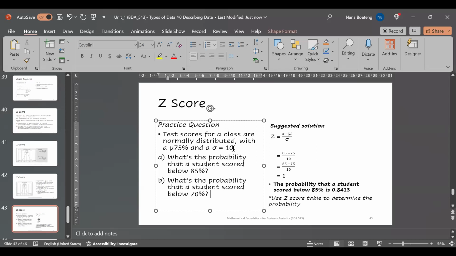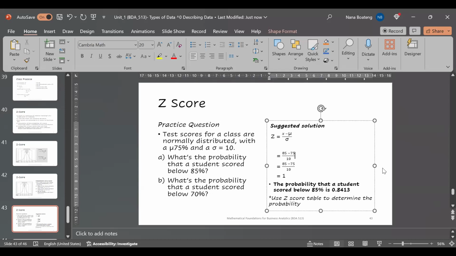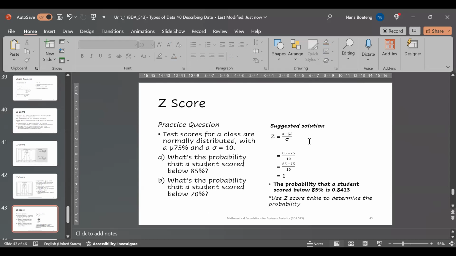So first of all, work on the probability that students score below 70%. Work on that one, and then let's see. I think the answer will be 0.3085. Okay, so how did you go about it? I first calculated the z-score, 70 minus 75 over 10. That will give me minus 5 over 10, like minus 1 over 2. That's minus 0.5. And I look for the minus 0.5 on the z-score.